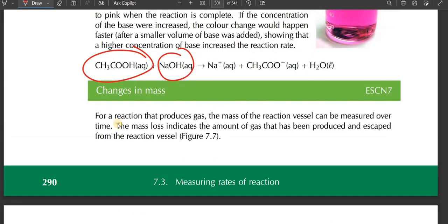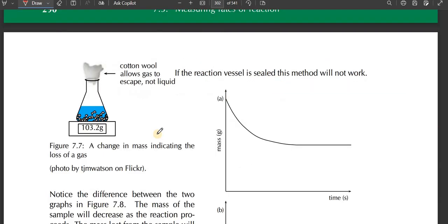Now, we also said we can measure the change in mass, which means we are looking at the mass loss. Now the mass loss, you can look at it in two ways. Remember the cotton wool, we said it only allows gas to escape and not the liquid, meaning not the contents inside.